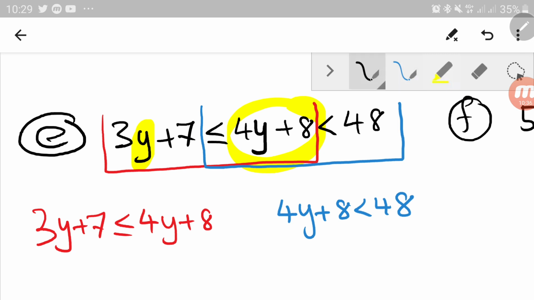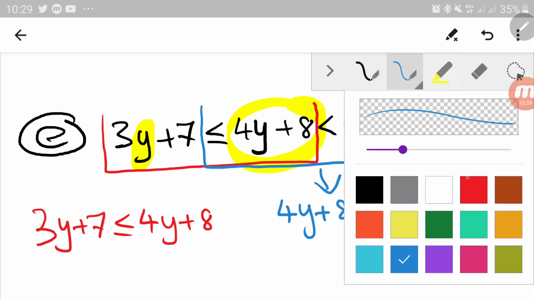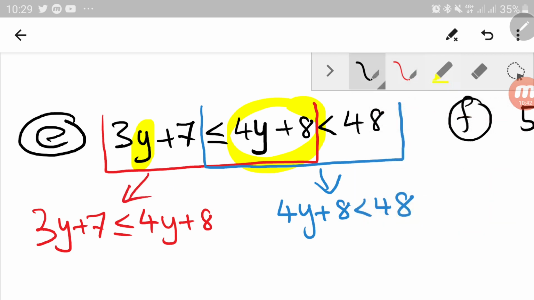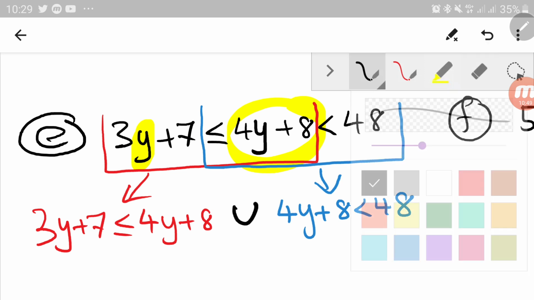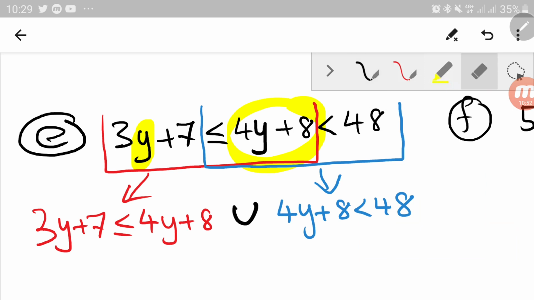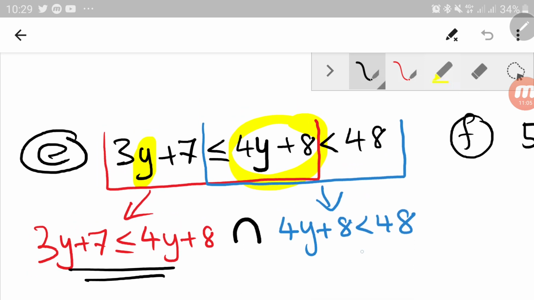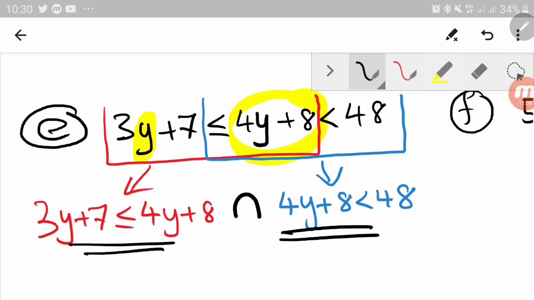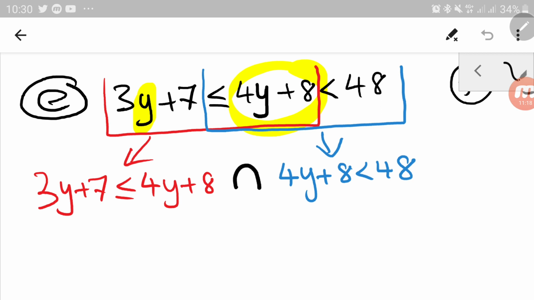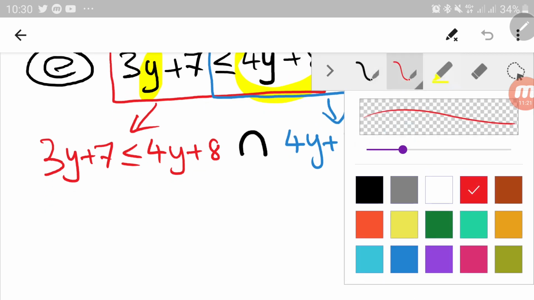Please take note, when we split them like this, we need to put something over here, and that something is a union symbol. Wait, oh sorry, no, it's an intersect symbol. Why intersect? Intersect means and, means both. It means that these two inequalities run at the same time. They run together. When it's together, it's 'and', right? So they must both exist. That is why we use the intersect symbol, not the union symbol. Okay, my bad.